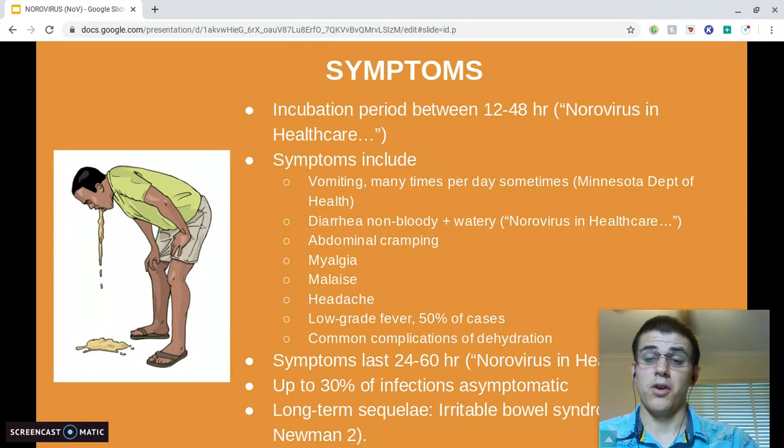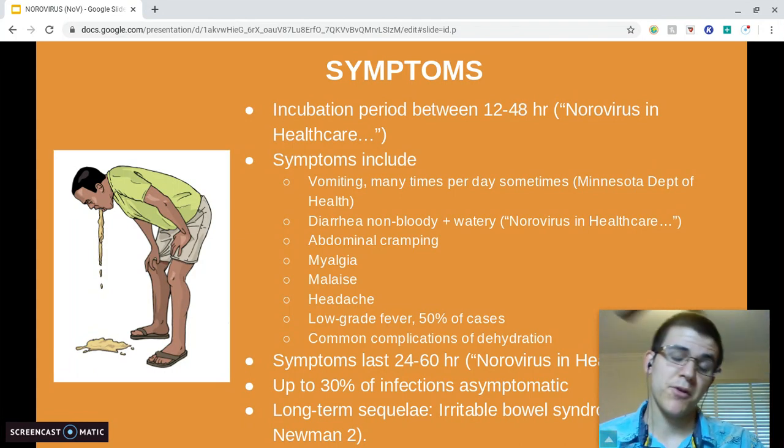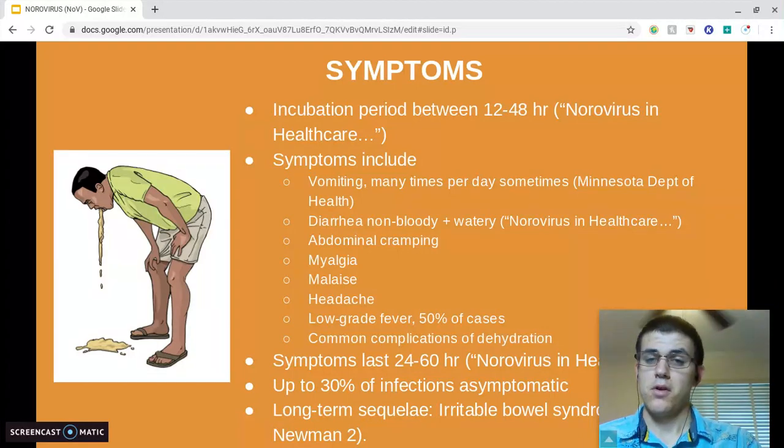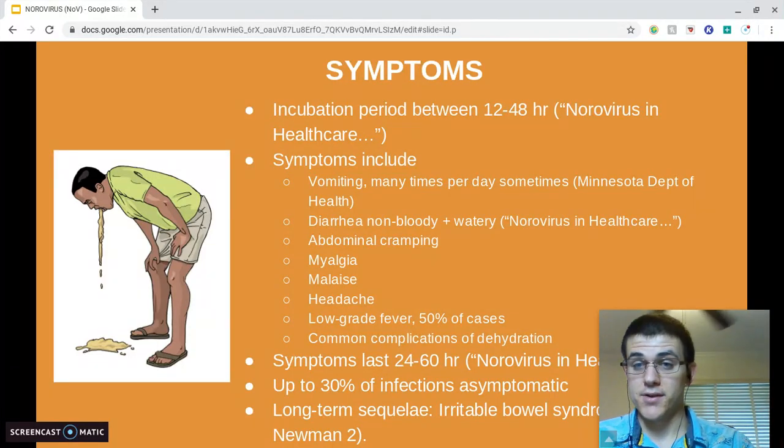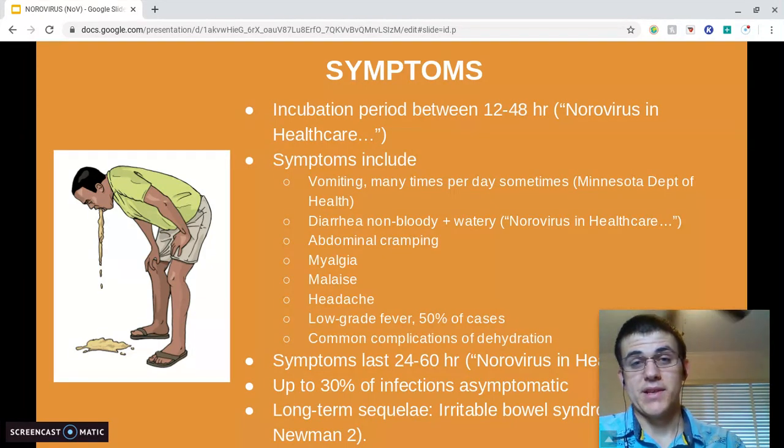Another thing that we're going to go over is symptoms. So it's important to first go over the incubation period and how long you have the symptoms. You're going to have an incubation period of half a day to 2 days, and you're going to be sick for 1 to about 3 days. So just a few days of being sick.